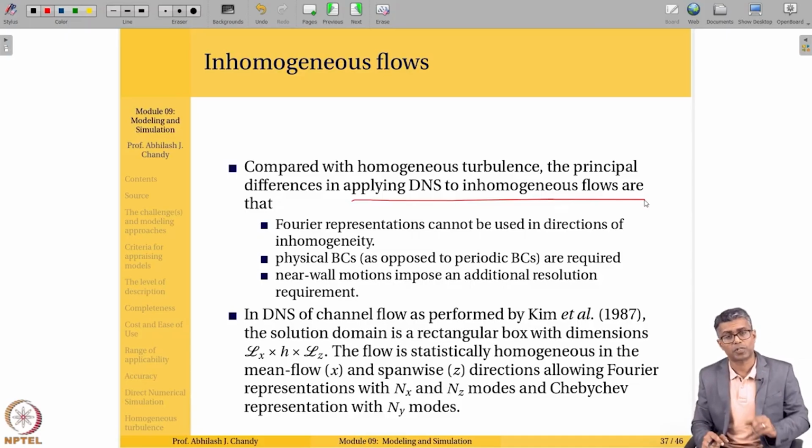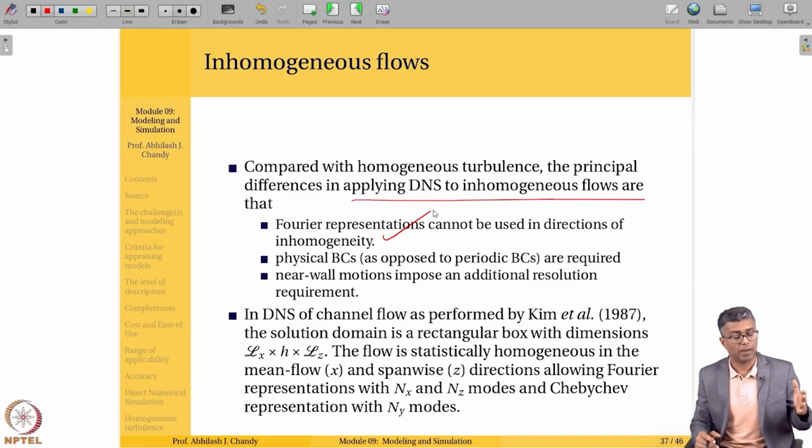So the Fourier representations won't be appropriate because the flow is not periodic. So that is one thing. Second, you now have physical boundary conditions. What are physical boundary conditions? Walls, no slip boundary conditions, right?